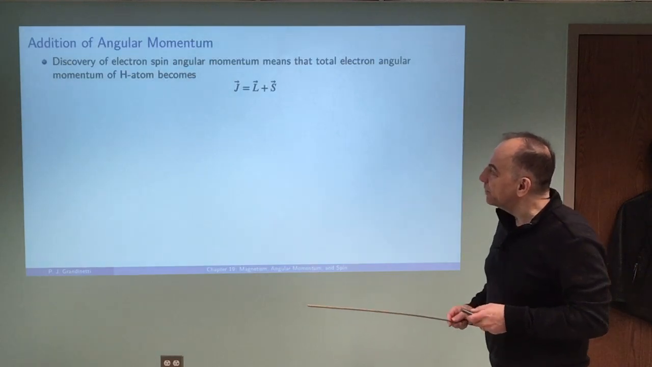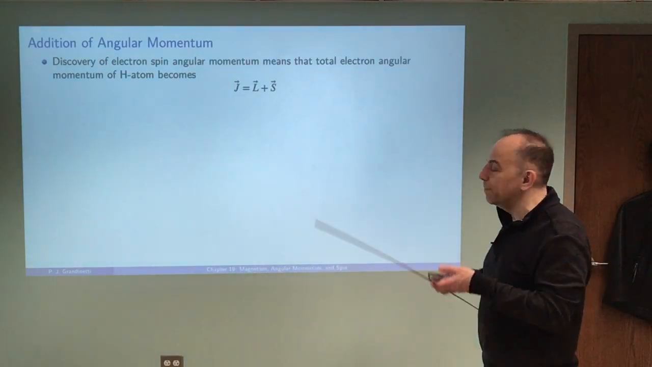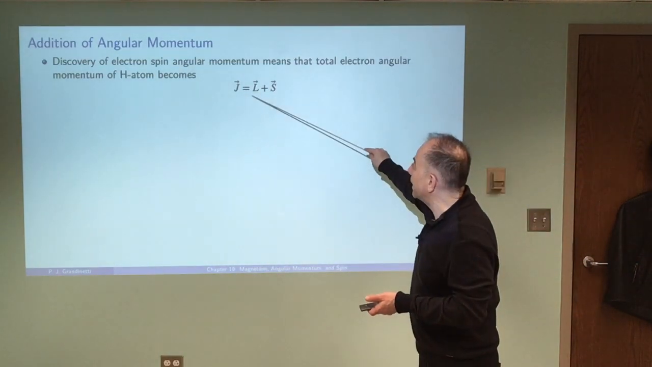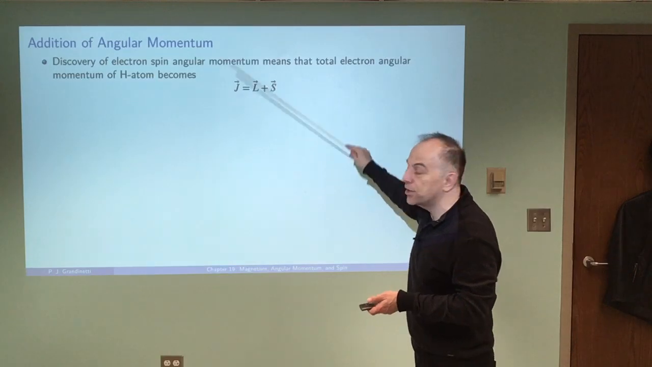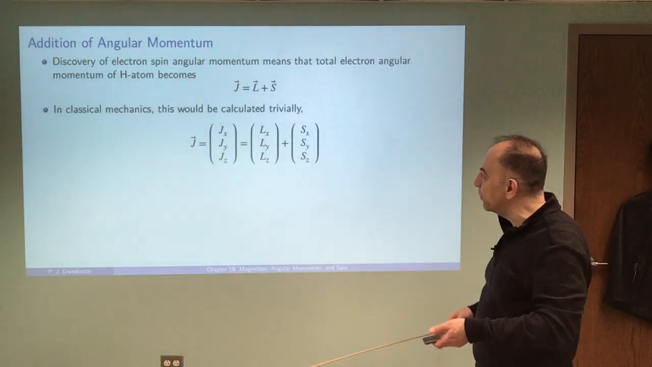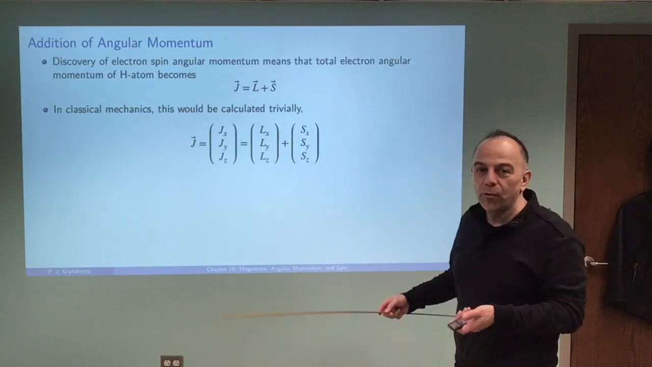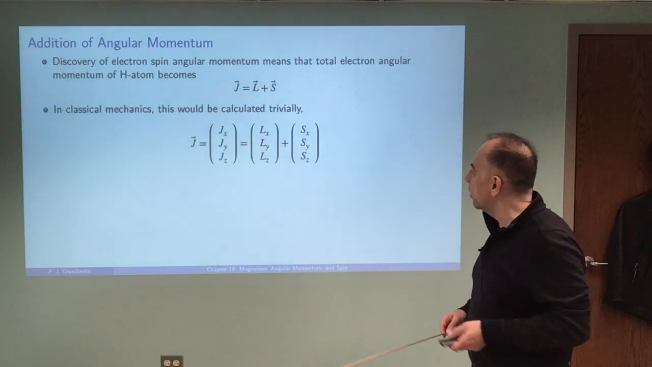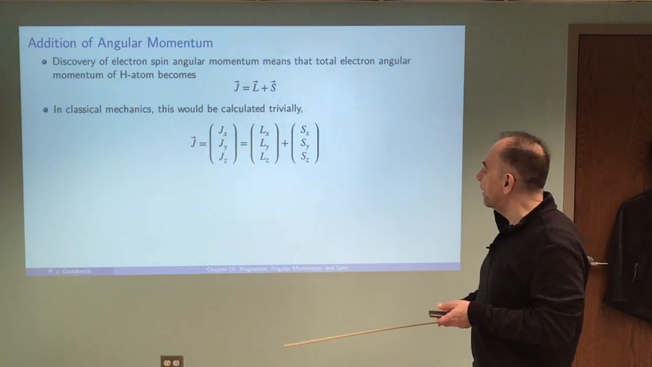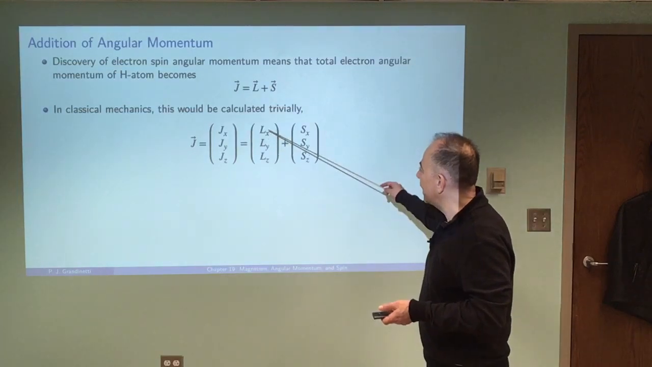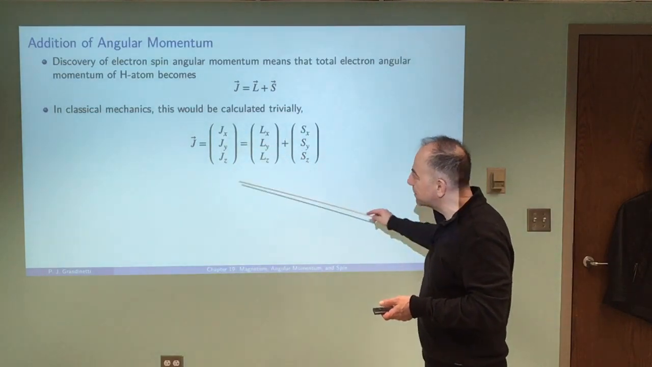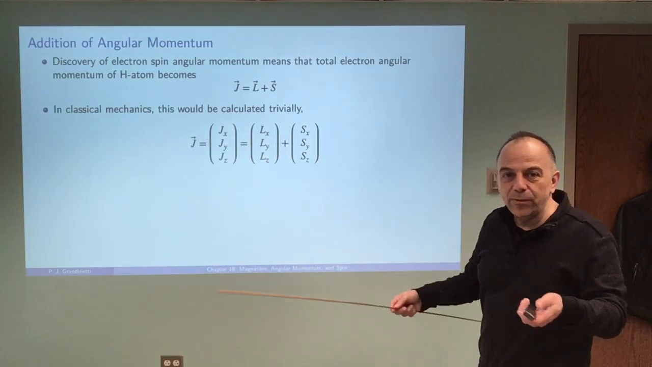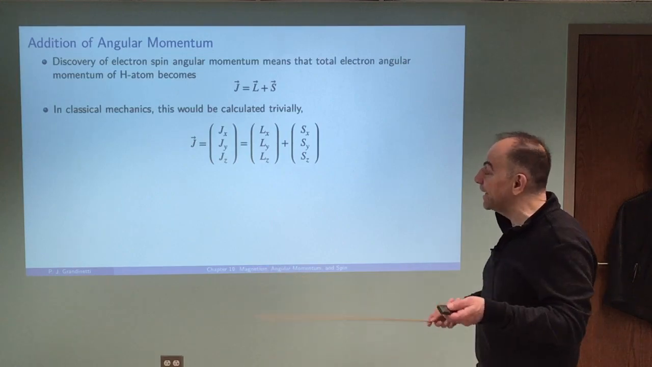Now, this might seem like a simple problem, particularly from the classical mechanics point of view. It's just a vector sum of the orbital angular momentum vector and the spin angular momentum vector gives me the total angular momentum vector. And in classical mechanics, we would do it this way. We would just write it out in some unit basis. So maybe we're doing it in terms of the Cartesian unit vectors. So we'd have Lx plus Sx equals Jx, Ly plus Sy equals Jy, Lz plus Sz gives us Jz, and we'd have our angular momentum vectors added together.